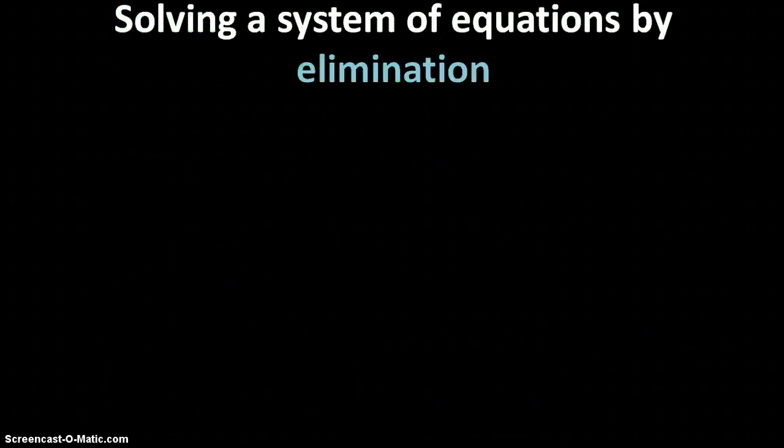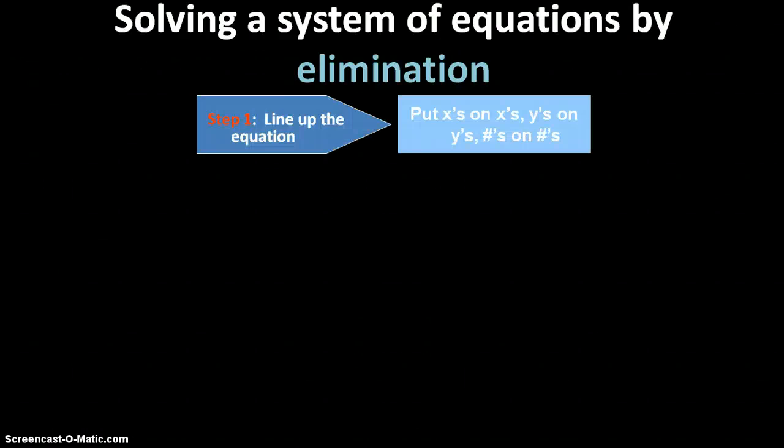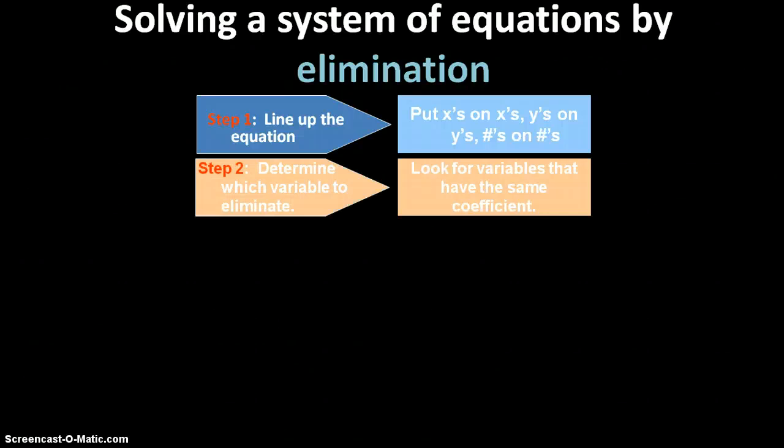So we have a couple different steps we're going to follow when we solve by elimination. Our first step is to line up the equations. We want to put all the x's together, all the y's together, and then all the numbers together. Second step is determine which variable to eliminate. You want to look for the variables that have similar coefficients. That means the number in front of the same variable needs to be similar. We're not so much looking at positive and negative, but just that it has the same number in front.